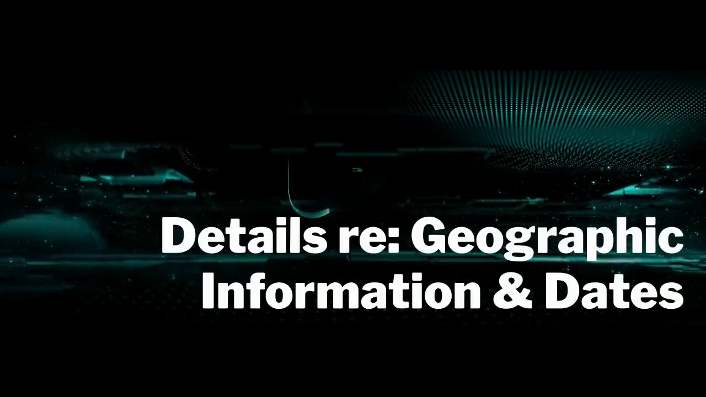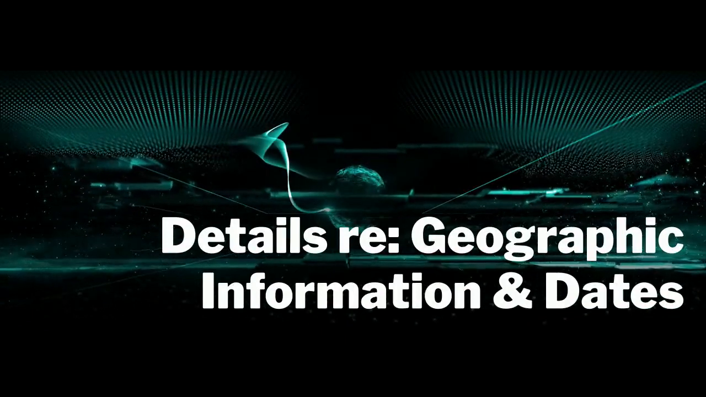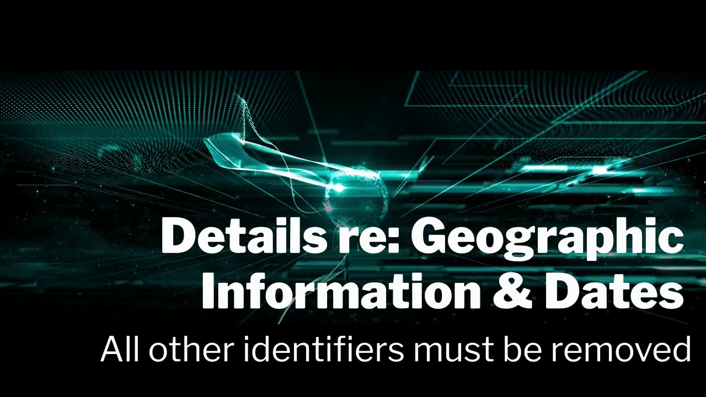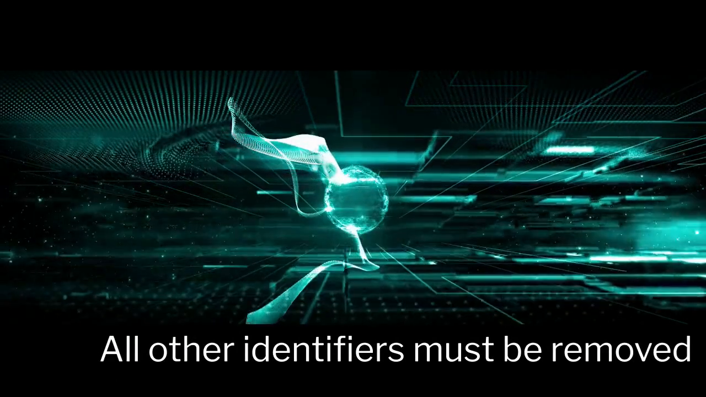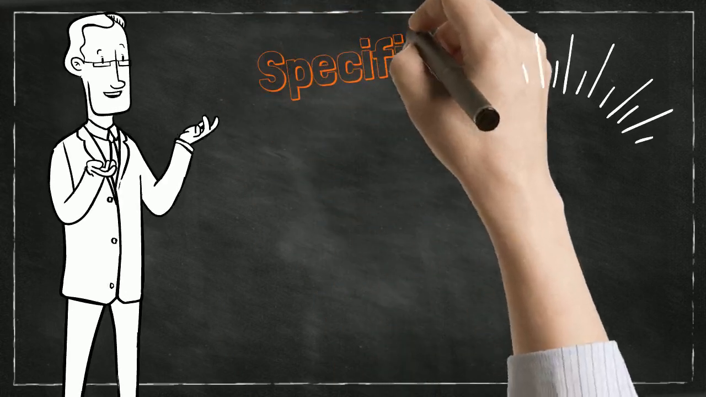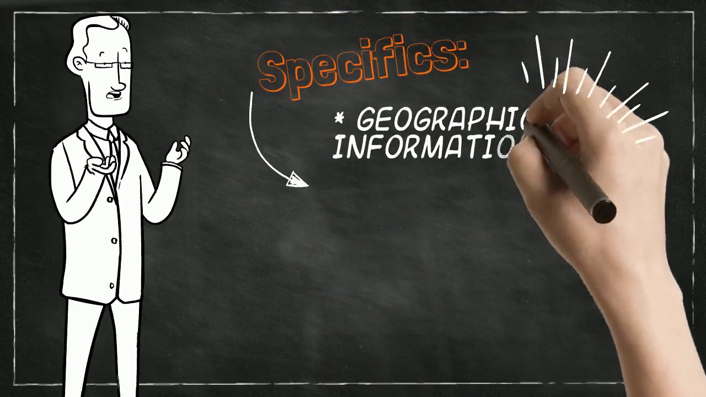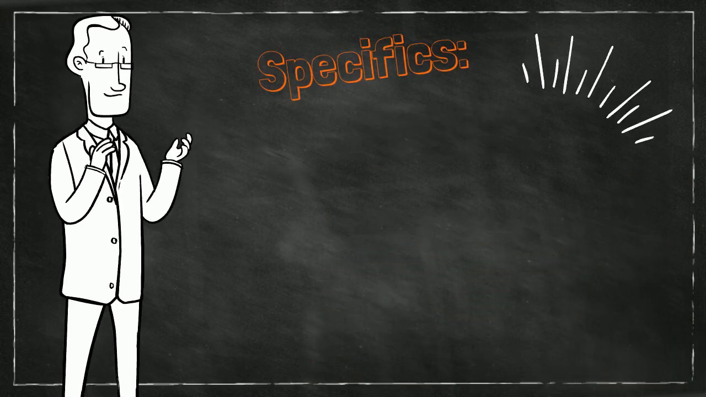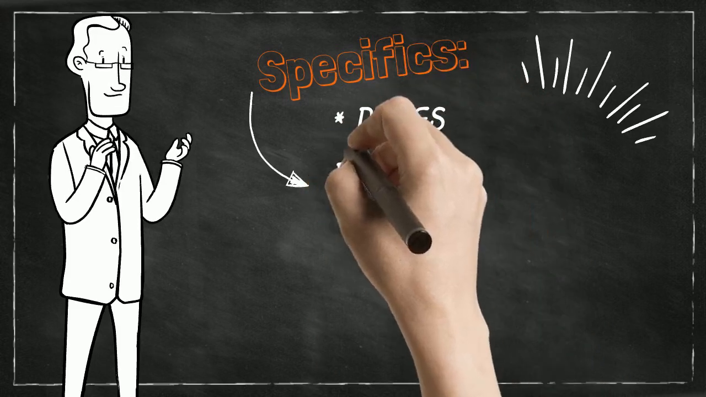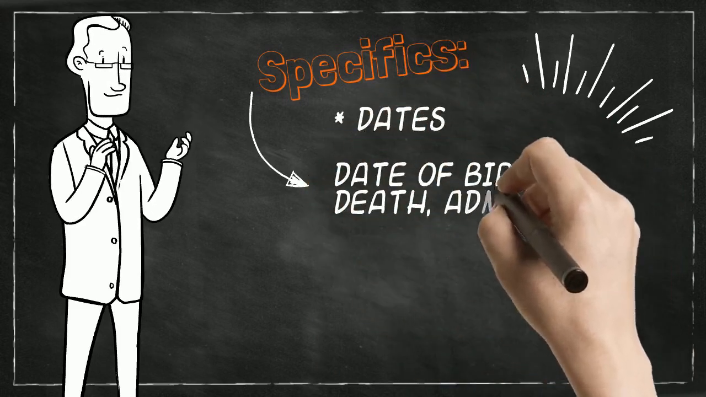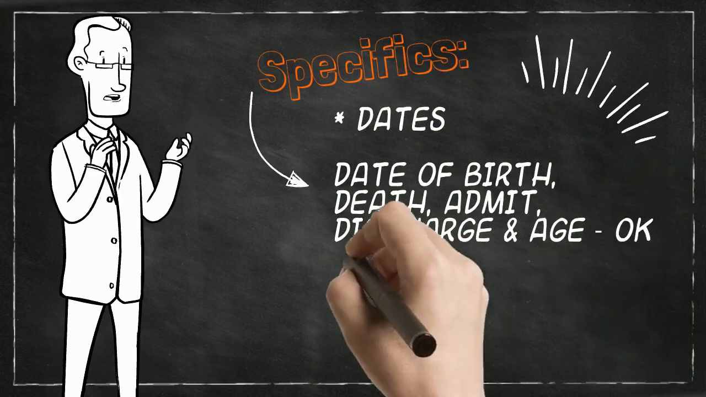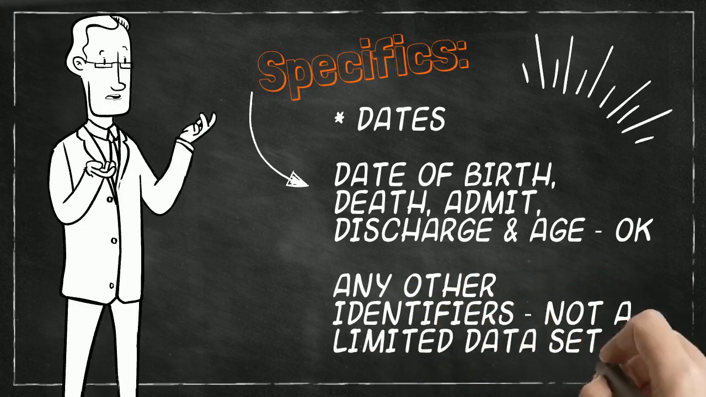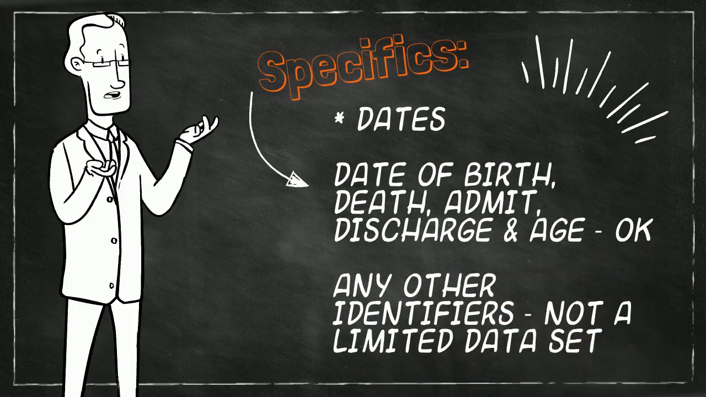In order for it to be considered a limited data set, an additional level of detail as it relates to geographic information and dates is allowed, but the rest of the identifiers must still be removed. More specifically, geographic information such as city and zip code may be included, but street address cannot. Dates such as date of birth, date of death, admission and discharge dates, and ages of individuals can be used. If any of the other 18 identifiers detailed in the de-identification module are used, it will not be considered a limited data set.